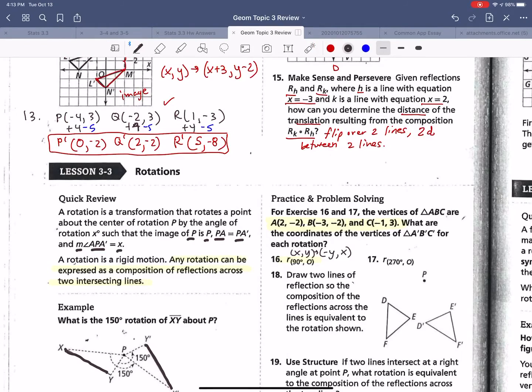So on my other piece of paper, just somewhere where I have room, 16, I can copy the coordinates. X and Y switch, so this one's here, this one's there. X and Y switch, and Y is negative. So this one that's been moved over here has changed signs.